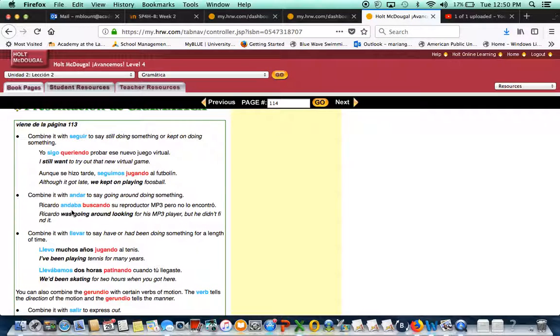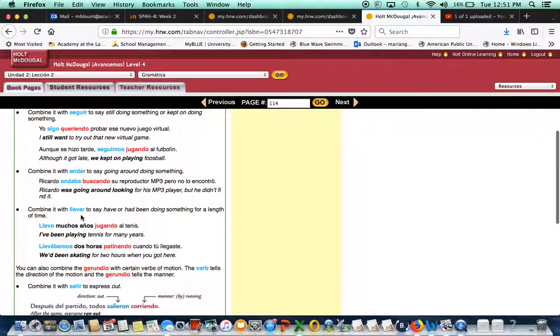And then when you combine gerundio with andar, all right, this is to say going around doing something. Here is an example. Ricardo andaba buscando un reproductor MP3, pero no lo encontró. Ricardo was going around looking for an MP3 player, but he did not find it. All right, so again, it's when you're going around doing something.